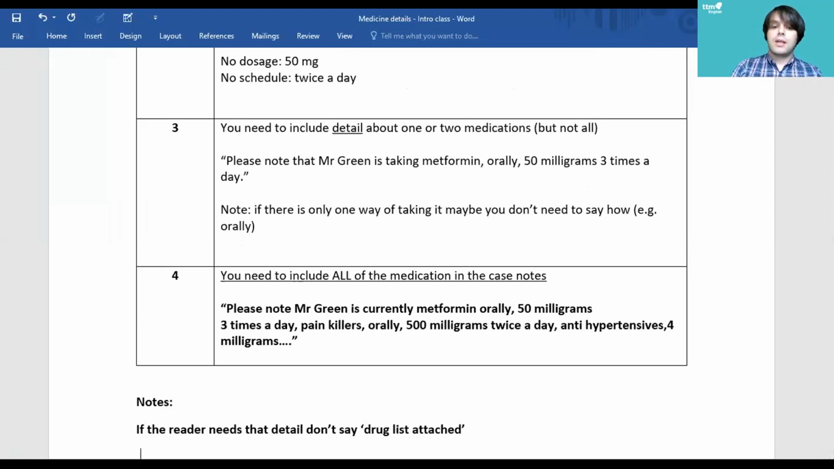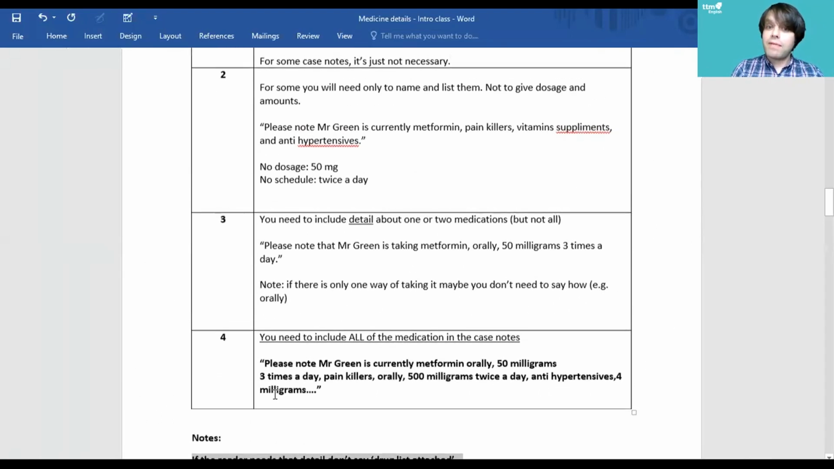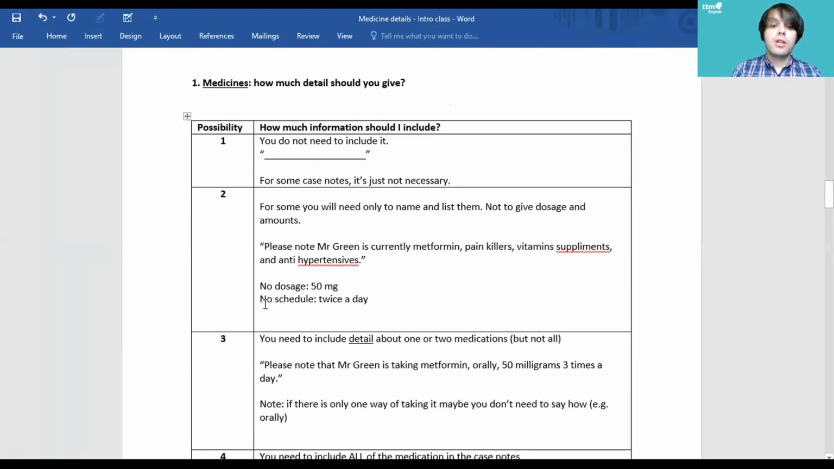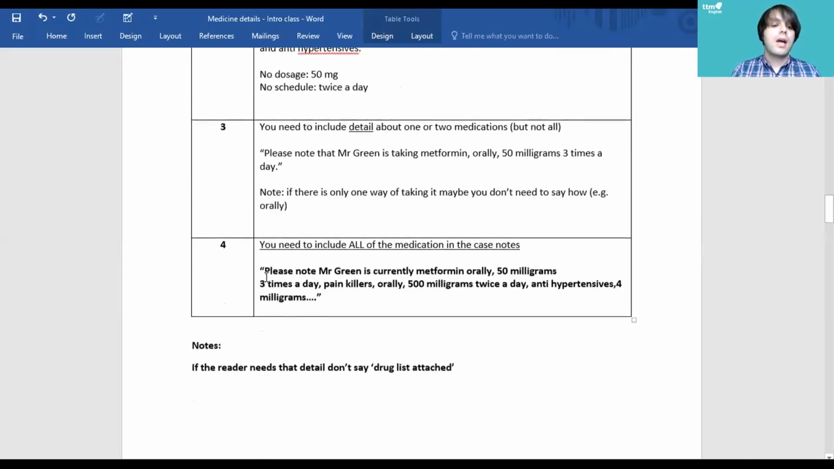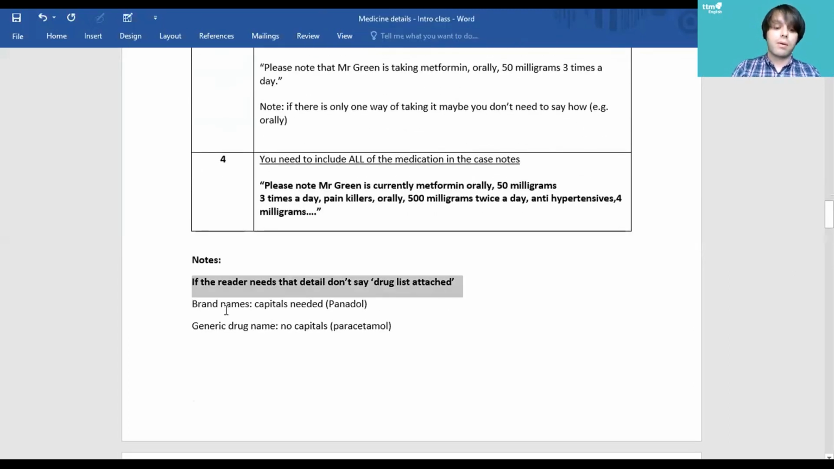Yes, so many people doing the OET don't like this. Exactly. However, if you're dealing with maybe a number 2 situation, or even a 1 situation, then I think you could say drug list is attached, because it's not very important. Thank you. Any other questions before I move on? Because I need to teach you how to do this now.